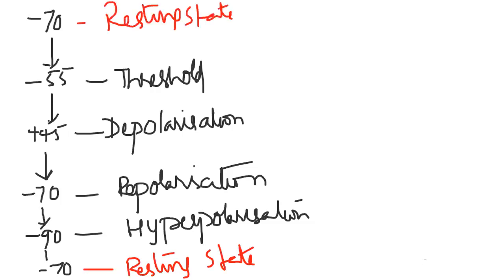A journey: when I touch any area of the neuron, what happened? When I touch, that area will go to the depolarized state. My touch is said to be the threshold, my stimulus is called threshold. That brings some voltage difference. How much voltage difference will it bring? Minus 70 to minus 55 means it is 15 millivolts plus.